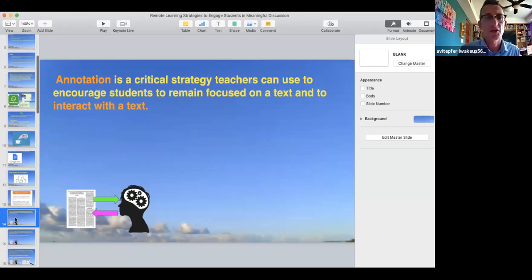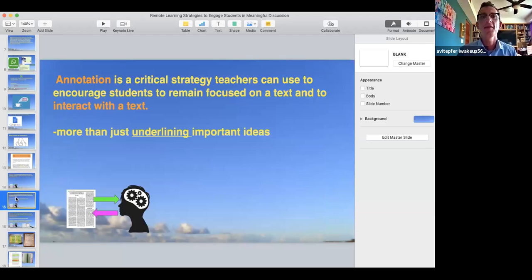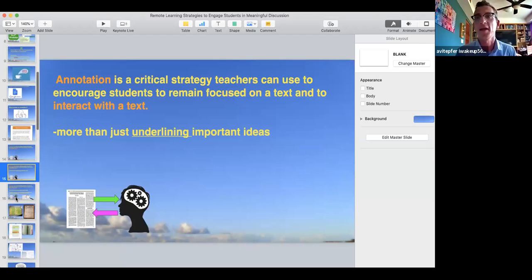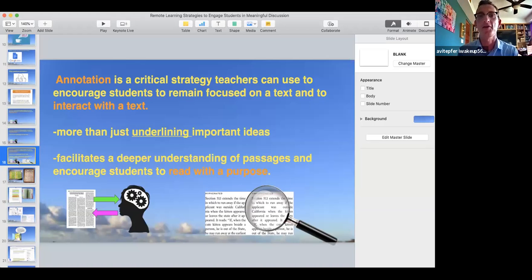So yeah, annotation is a critical strategy teachers can use to encourage students to remain focused on a text and to interact with a text. And I think that is really the most important phrase in this sentence: interact with the text. It is more than just underlining important ideas. I've seen many times in my middle school teaching experience, students will underline an entire paragraph. And it's a lot of work, and it doesn't give you very much information about what is important in that paragraph. Annotation facilitates a deeper understanding of passages and encourages students to read with a purpose.